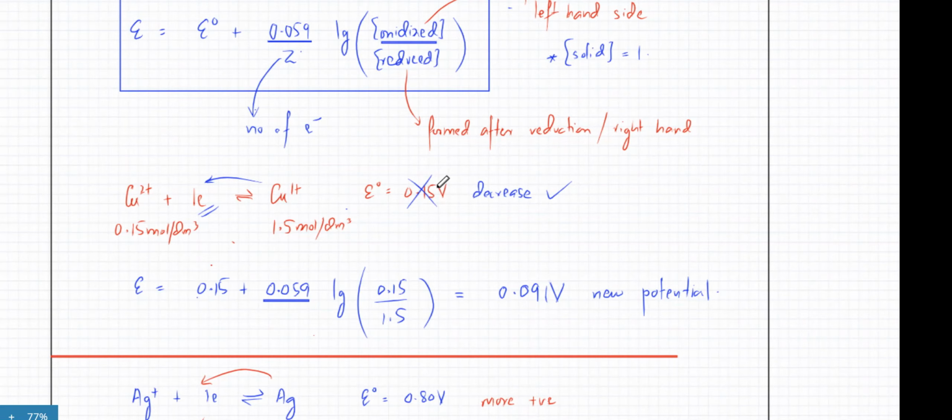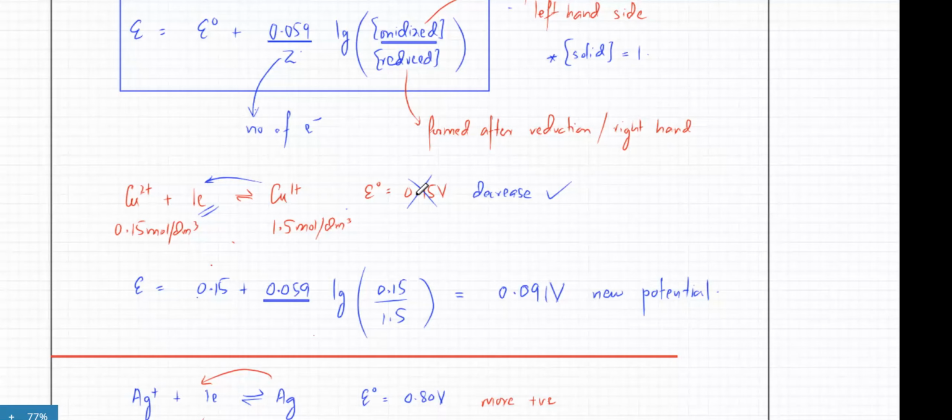Because copper 1+ has a higher concentration, the equilibrium is more likely to shift to the backward side, right? And if it shifts backward, more electrons are going to be produced, so it's going to become more negative. So it's probably going to come out to be less than 0.15. Is that clear?